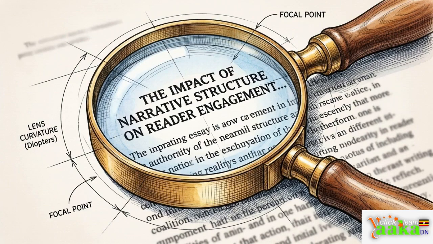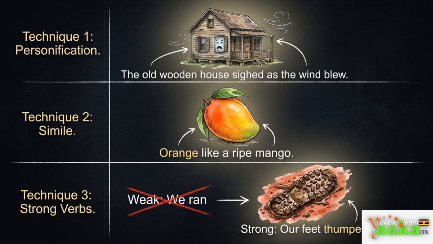To reach an O-level standard, we must use specific language techniques that guide the reader's imagination. This table breaks down 3 essential tools. First, personification. By giving human qualities to objects, like writing, "the old wooden house sighed as the wind blew," you give the setting a distinct personality.